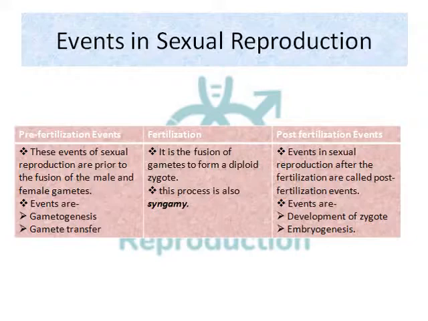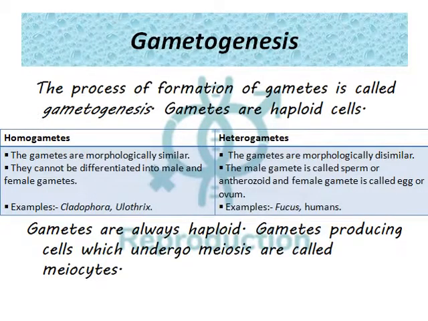So when a zygote is formed, it needs to develop. The development of zygote takes place. It multiplies in number, grows and forms an embryo. Now this embryo further grows, and the process of growing of embryo is known as embryogenesis. Now first we will have a look at gametogenesis.